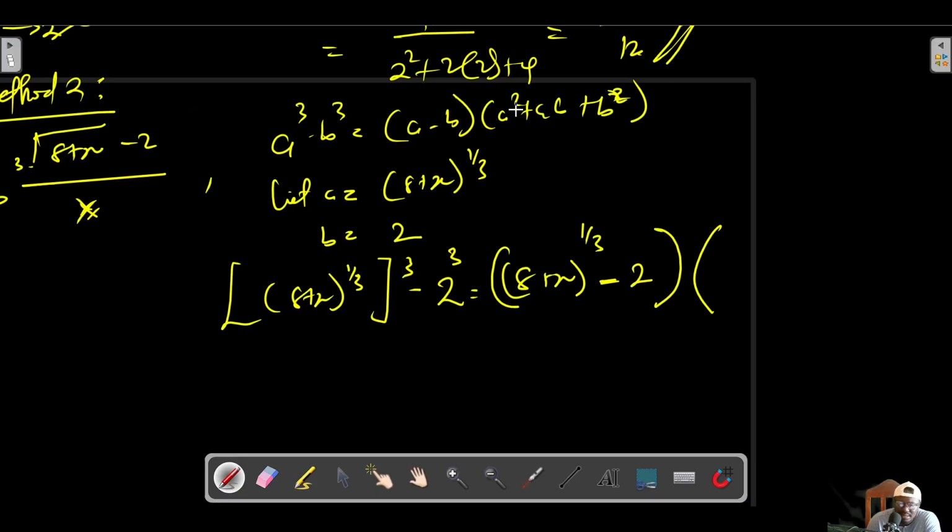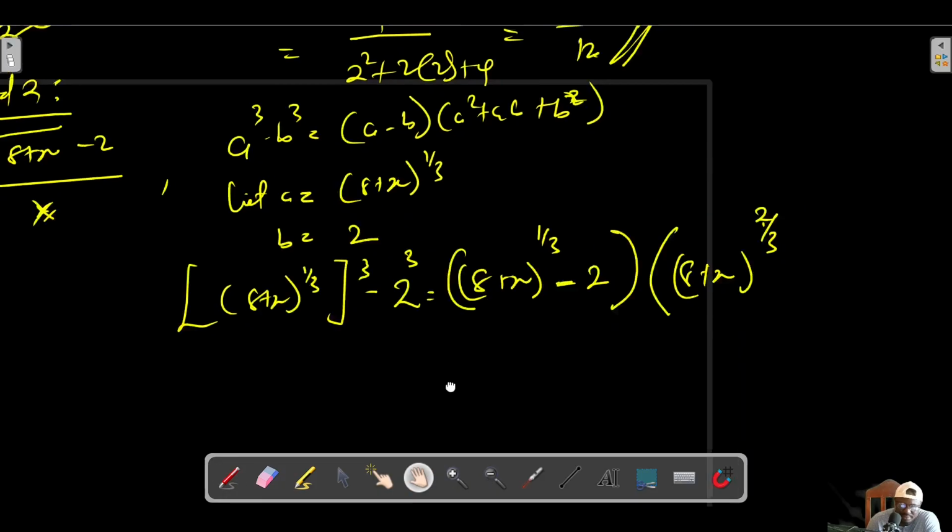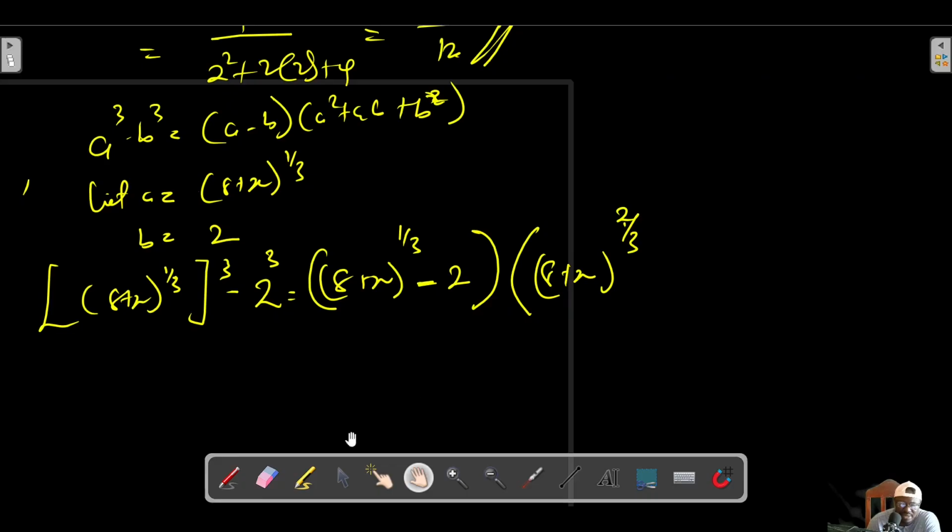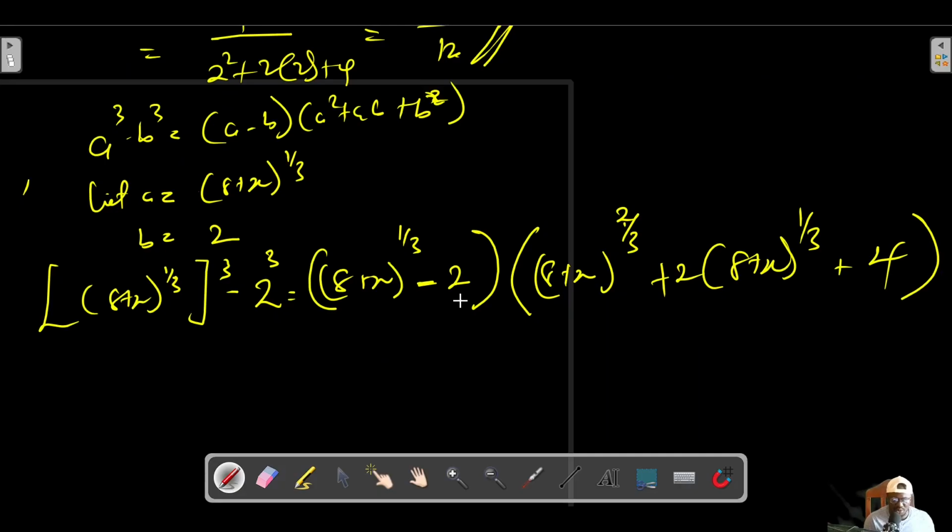multiplying a squared. What is a squared? It can be written as 8 plus x raised to the power 1 over 3, squared, so it becomes 2 over 3. Plus ab. What is a? 8 plus x raised to the power 1 over 3. b is 2, so we have 2 multiplying 8 plus x raised to the power 1 over 3. Plus b squared. b squared is 4 because b is 2. So we need to multiply the numerator by this expression in order to eradicate the radical.